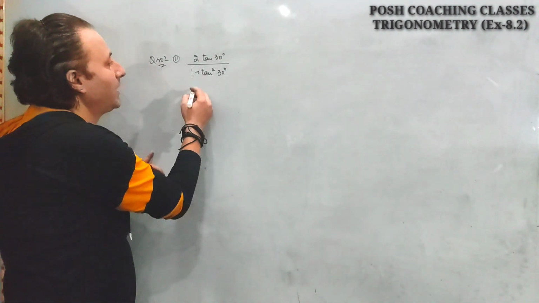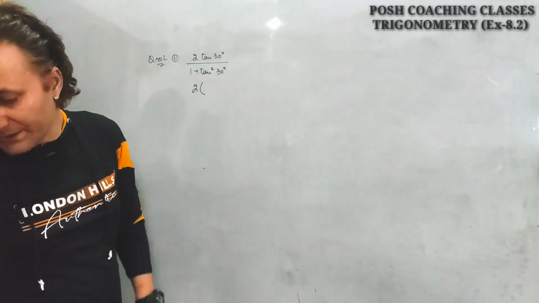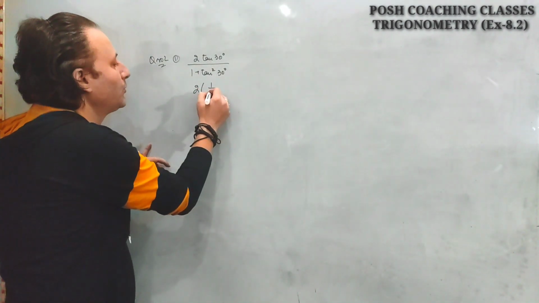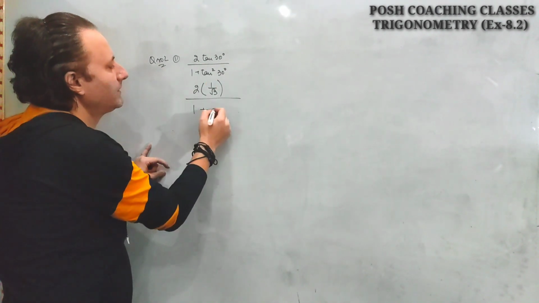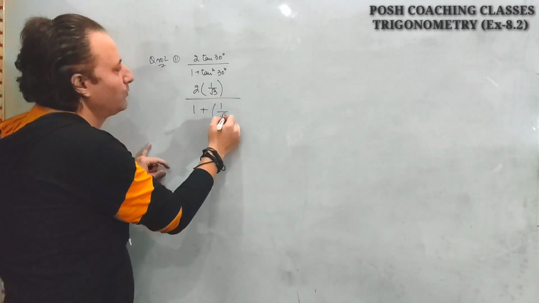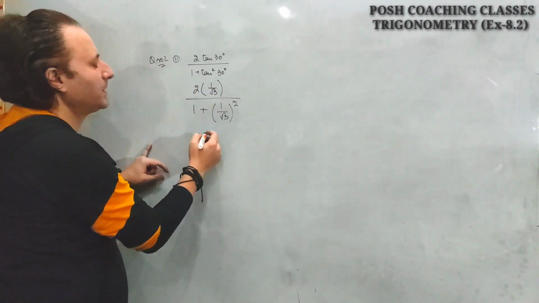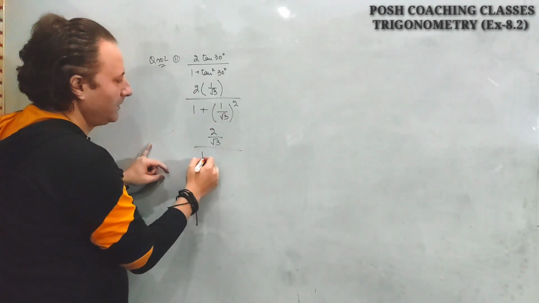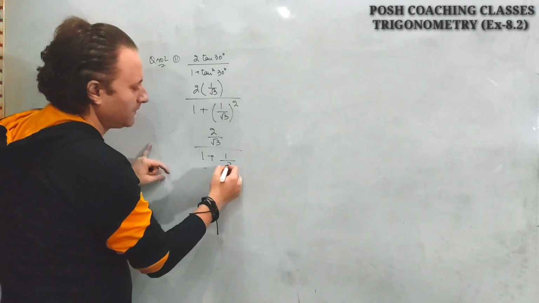So what do we have to do? Use the table. 2 remains same. Tan 30: if I talk about tan 30, it is 1 upon under root 3. 1 plus tan 30 is again 1 upon under root 3, but we have a square here. Now 2 multiplied by 1 is 2 upon under root 3. Then 1 plus 1 square is 1. Under root 3 square will be 3.